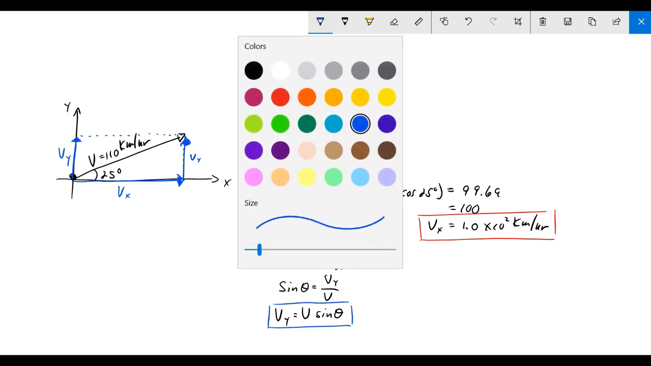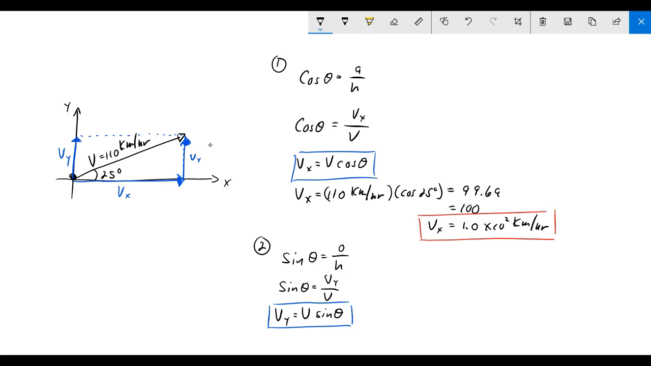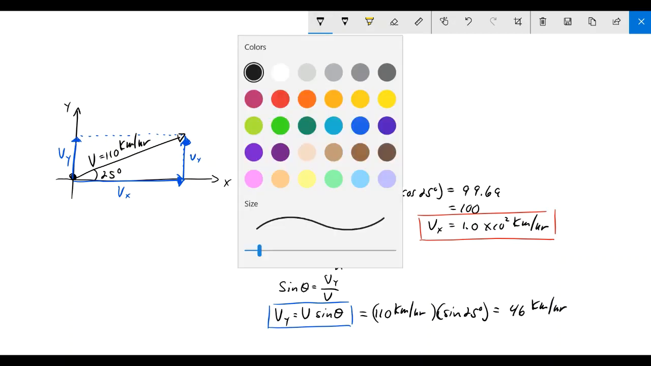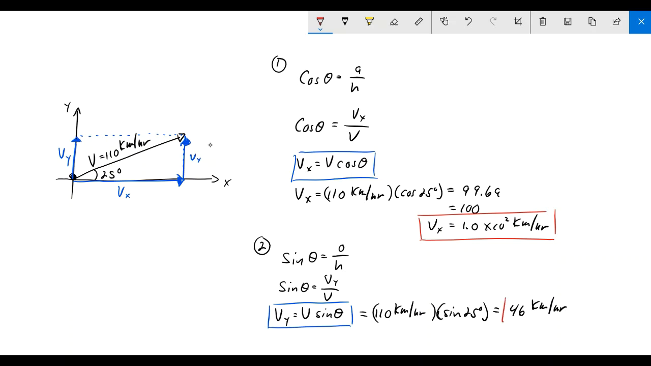Now let's put the numbers in for this. I'm going to put it over here just because it's getting a little bit low. We've got 110 kilometers per hour times the sine of 25 degrees. And this will give us 46 kilometers per hour. This one has the correct number of sig figs, so this is the actual answer.